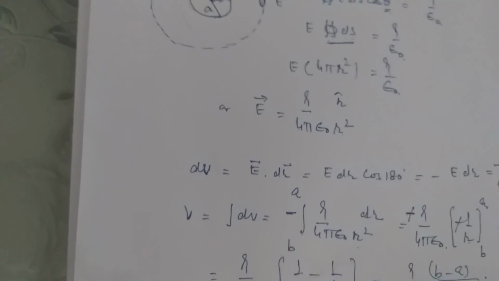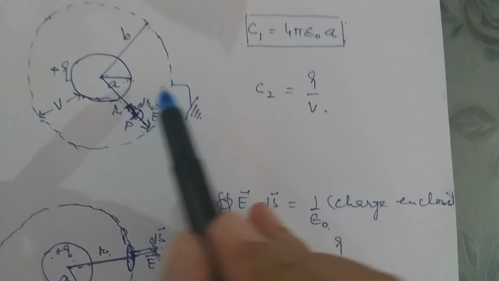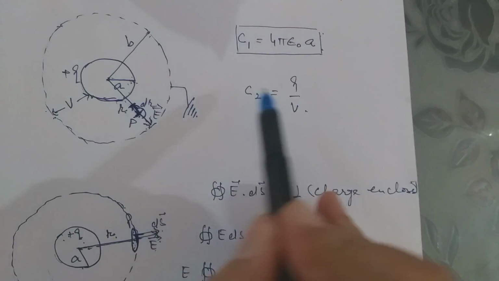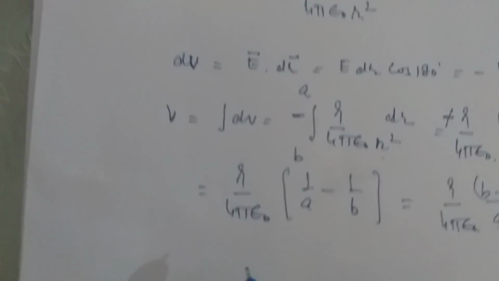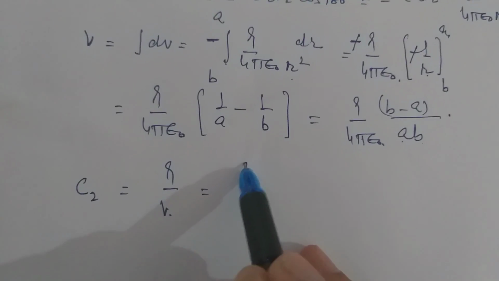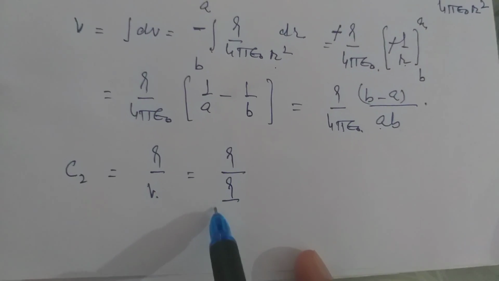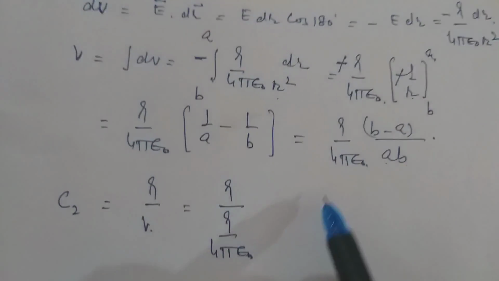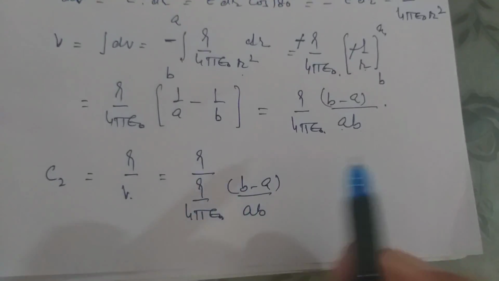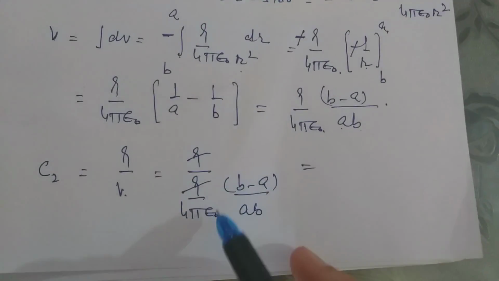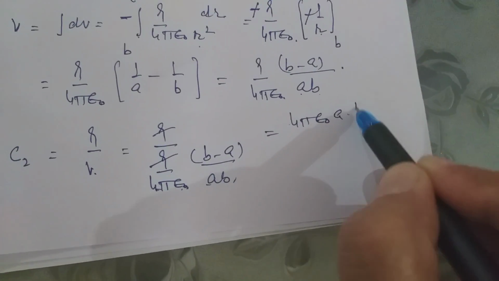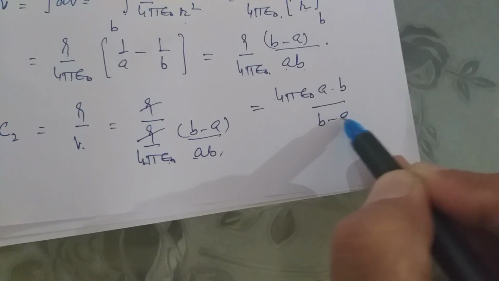The potential difference is this one. So the capacitance of this spherical capacitor is C2, that is Q over V. So C2 is Q over V, V is Q over 4 pi epsilon naught into AB over B minus A. Q is cancelled with Q. So it is 4 pi epsilon naught AB over B minus A.